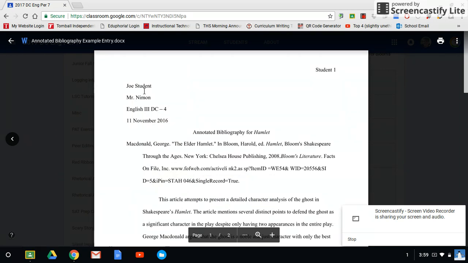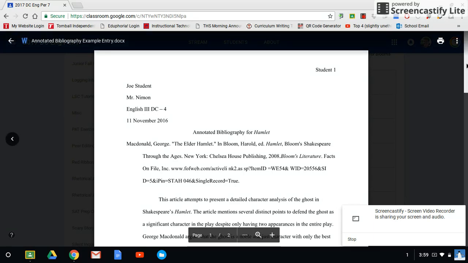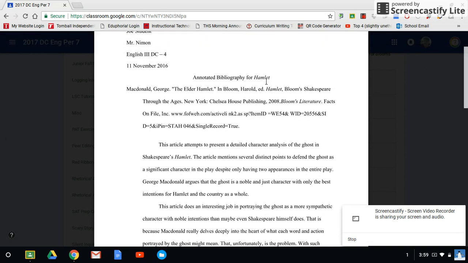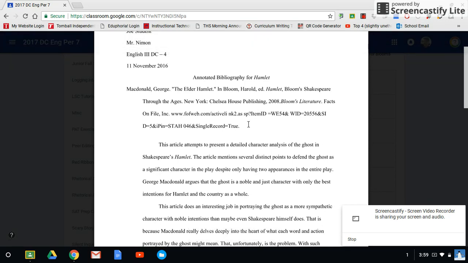And here you have your last name and page number. Over here you have your name, my name, the class, and the date. Just like always, that's your MLA formatting. Then you have the title, which is Annotated Bibliography for Hamlet. Here's the source citation. So I got this article from George MacDonald, and it's called The Elder Hamlet.